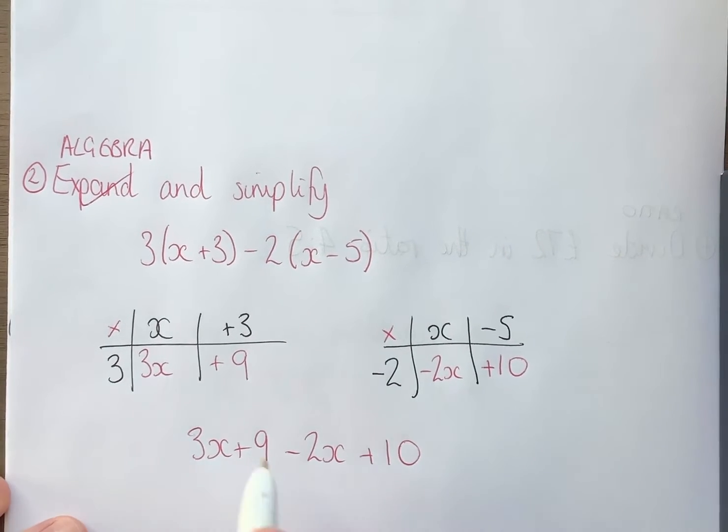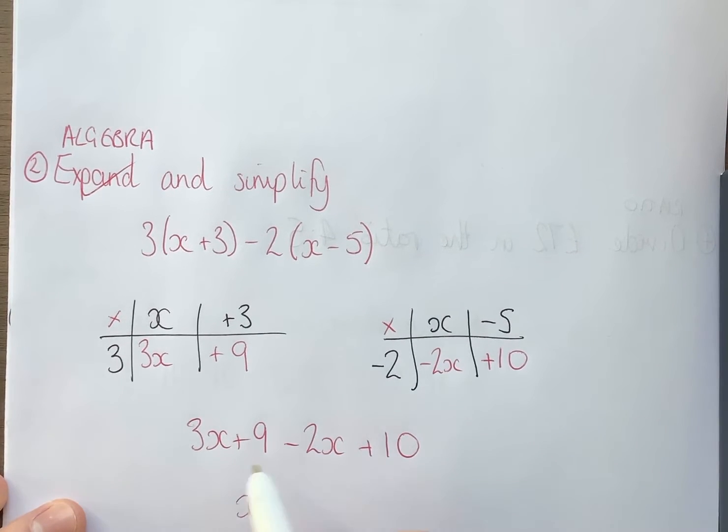Simplify part now. 3x minus 2x just becomes x. 9 add 10 is 19. So give yourself a mark if you've got that one.